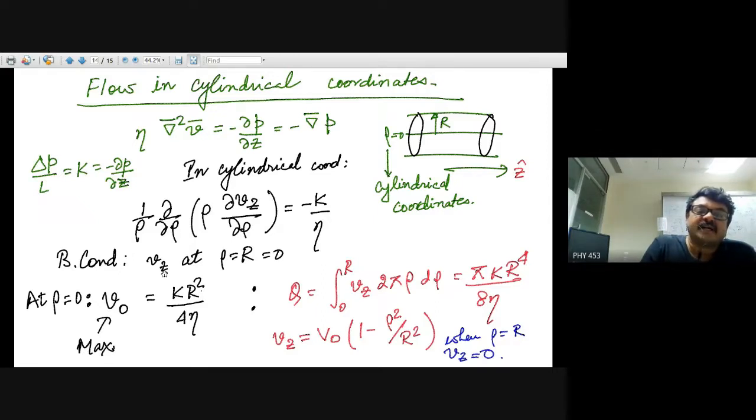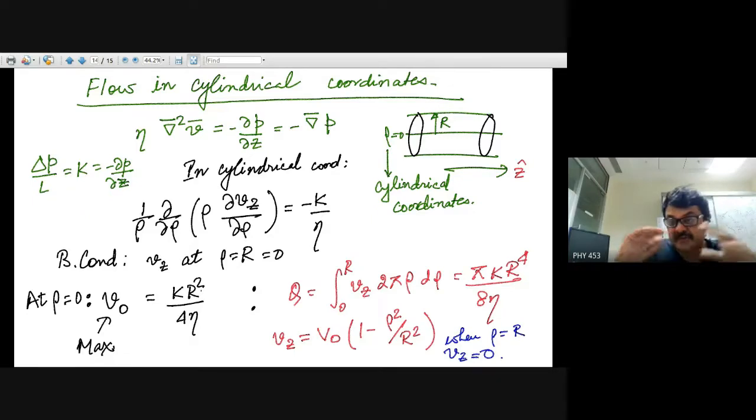The boundary condition is that at rho equal to r, vz equal to 0, right? And if you solve for it, you can get that the maximum velocity will be kappa r squared by 4 eta, right? And the total volume flowing through this would be vz times 2 pi rho. Basically, you take a thin strip, and through it per unit time.